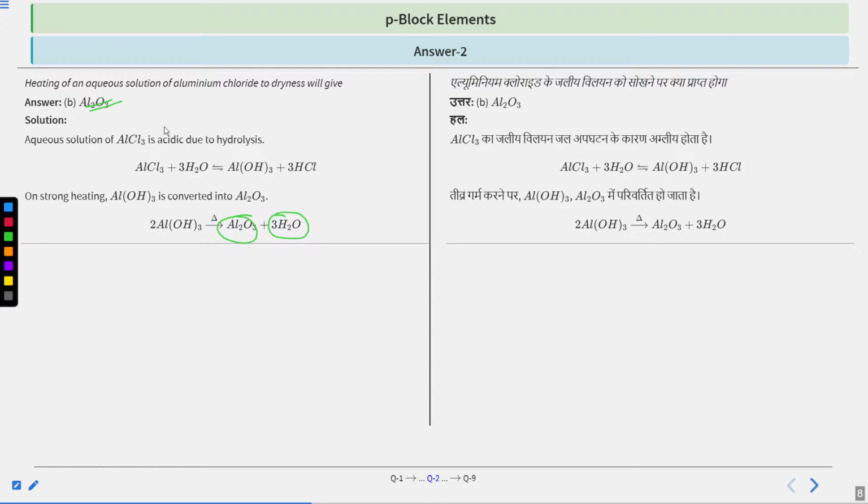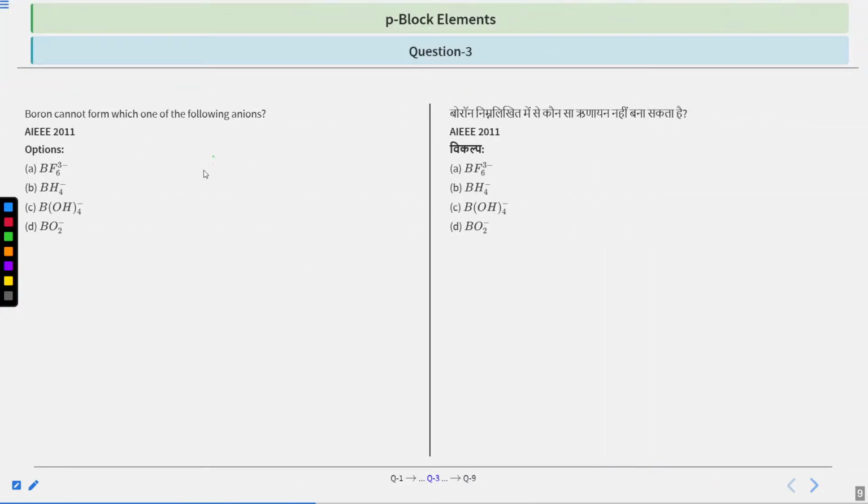ठीक है, मूविंग ऑन टू द नेक्स्ट क्वेश्चन. क्वेश्चन नंबर 3. Boron cannot form which one of the following anions? Your options are BF6 3-, BH4-, B(OH)4- and BO2-. So आपके पास इस क्वेश्चन को सॉल्व करने के लिए 30 सेकेंड्स है. Your time starts now.